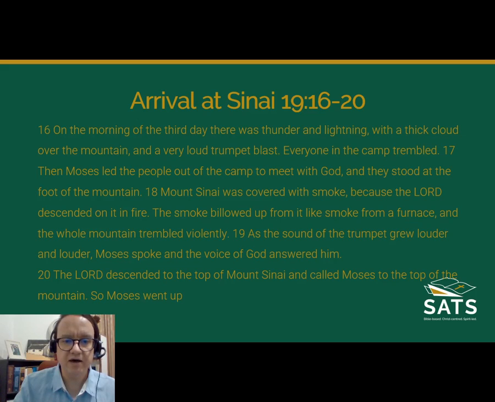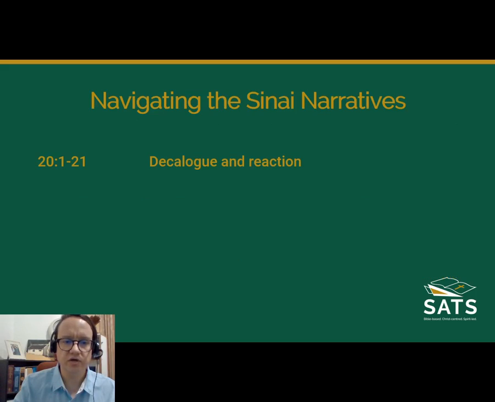Then Moses led the people out of the camp to meet with God, and they stood at the foot of the mountain. Mount Sinai was covered with smoke because the Lord descended on it in fire. The smoke billowed up from it like smoke from a furnace, and the whole mountain trembled violently. As the sound of the trumpet grew louder and louder, Moses spoke, and the voice of God answered him. The Lord descended to the top of the mountain and called Moses to the top of the mountain. So Moses went up. There's some exchange. He has to go and fetch Aaron, so he comes down again.